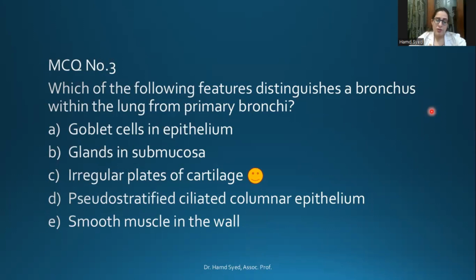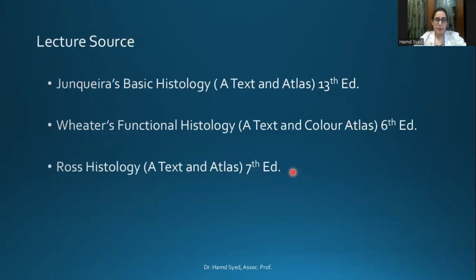Well, this is the irregular plates of cartilage, because the main bronchi are the initial branching segments from the trachea. So their cartilage is similar to that present in the trachea. They have C-shaped rings of hyaline cartilage. But as we enter the lungs, the cartilage within the bronchi is not in the form of C-shaped rings. Instead, it is in the form of isolated or irregular plates. And so C is the correct answer for this question.